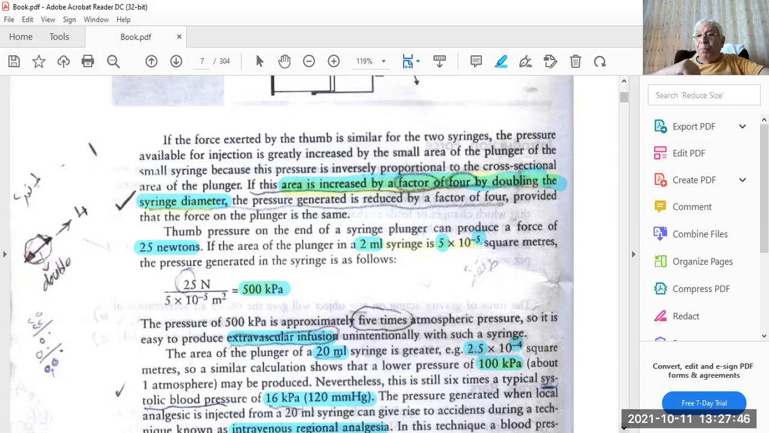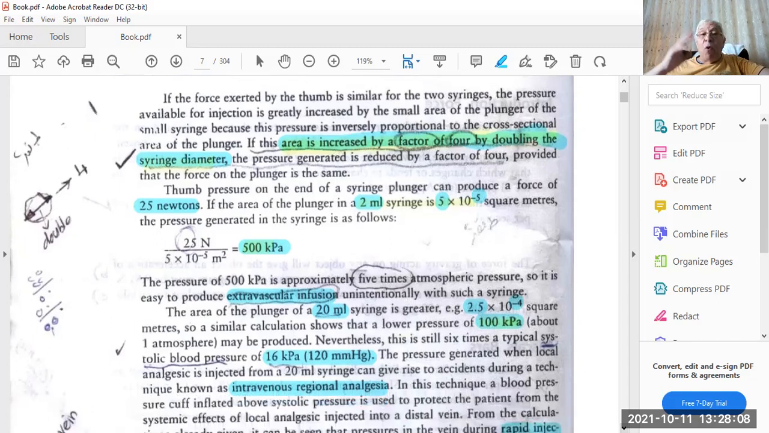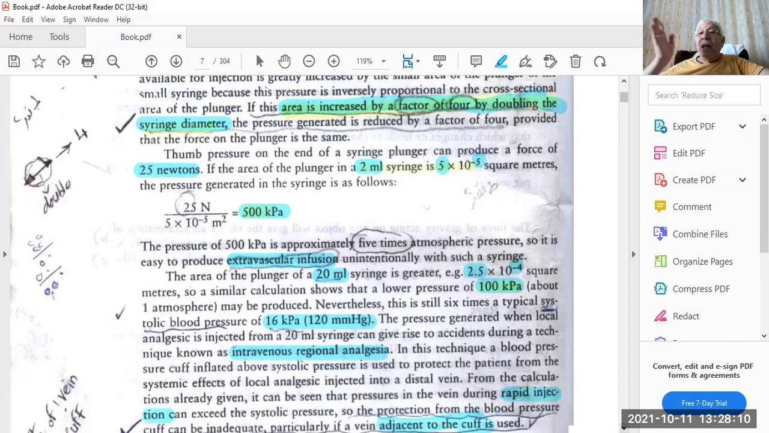and the other has 4 times 10 to the -4. Yani, one of them is bigger and the minus is less. So if we divide both of them, we will find that the smaller one will yield around 500 kilopascal, whereas the other one will yield only 100 kilopascal.